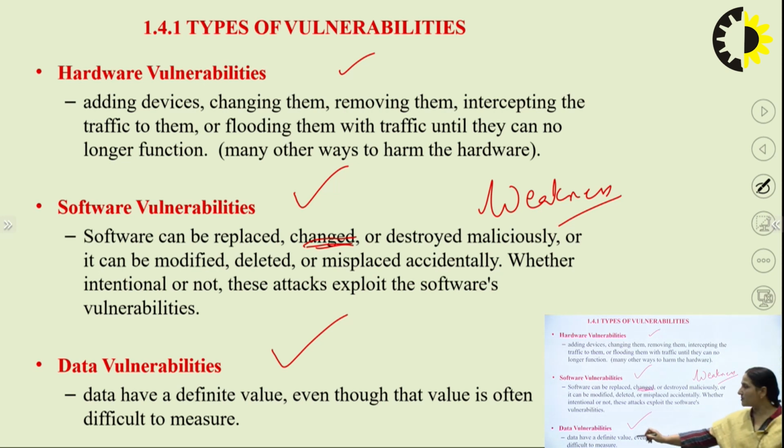Now the next thing is data vulnerability. What is this? Data have a definite value, even though that value is often difficult to measure, right? If you are talking about data, meaningful data has some sort of definite value. And that value is sometimes quite difficult to measure, which may lead to a weakness in the data.